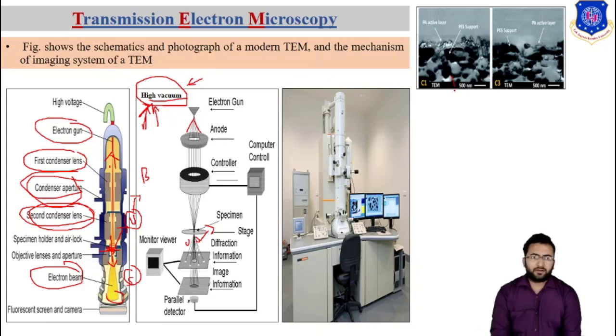So this is one example of an image obtained from TEM, or transmission electron microscopy. This is one example of TEM for a polyamide membrane, and this is the original setup for the TEM. So this is all about TEM.